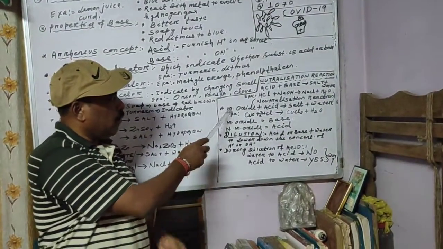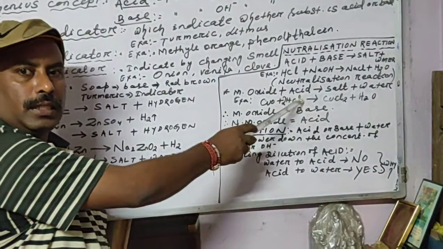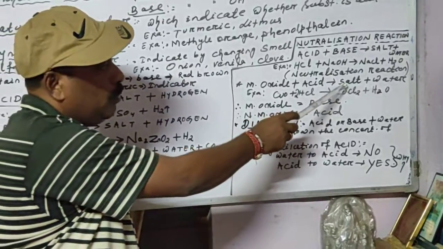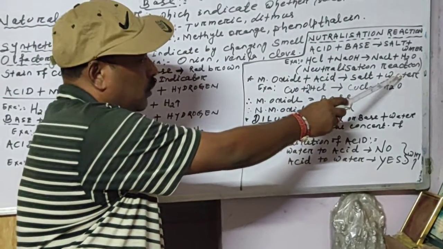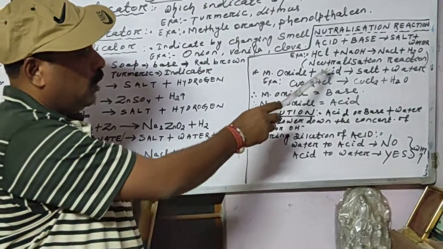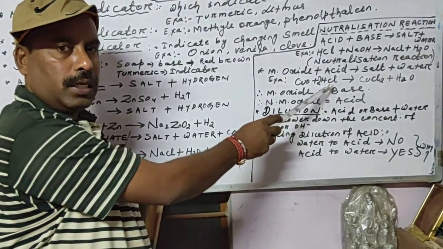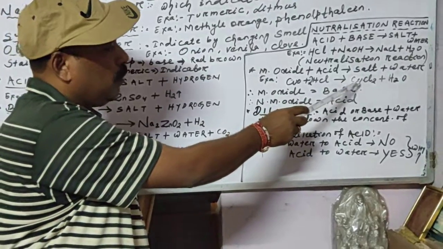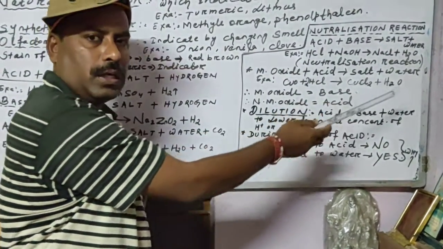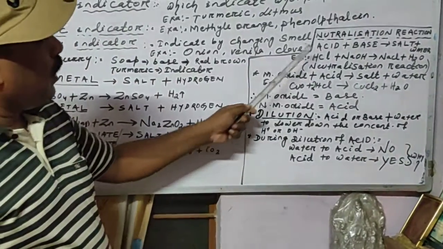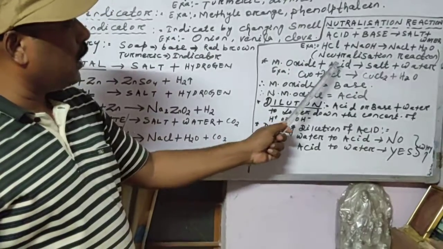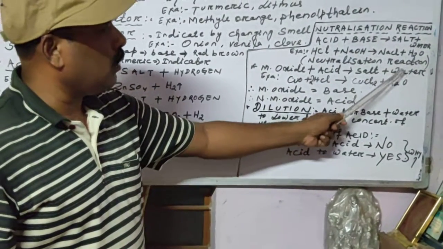What happens when metal oxide reacts with acid? When metal oxide reacts with acid, salt will be formed as well as water will be formed. For example, metal oxide we are taking copper oxide and acid we are taking HCl, hydrochloric acid. Then copper chloride will be formed as well as water. Copper chloride is the salt, and water. So when acid reacts with base, salt and water are formed. When metal oxide reacts with acid, then salt and water are formed.